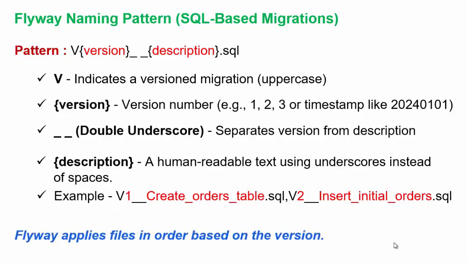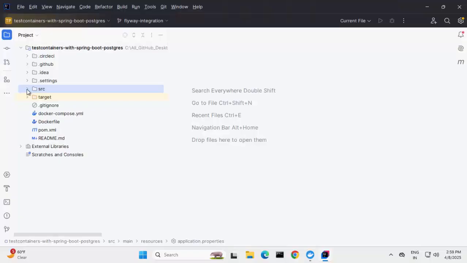Keep in mind, Flyway applies these SQL files, it executes those files based on the order that we provide in the versions. Now let's see how this works hands-on. I'm going to use this specific repository, Testcontainers with Spring Boot Postgres, which we used during one demonstration to show how Spring Boot Postgres integration tests work with test containers.